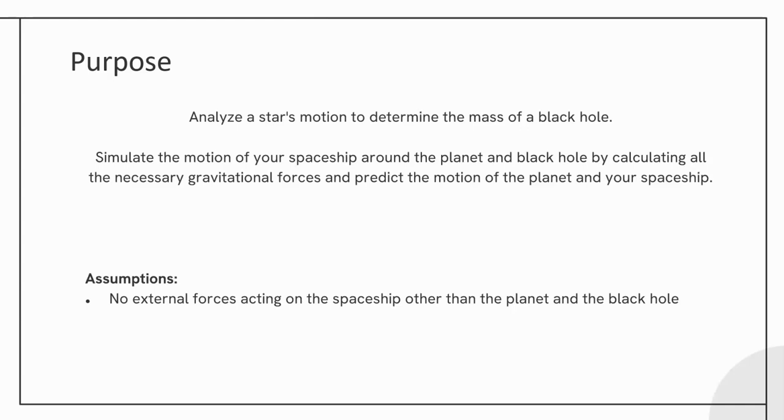And then we're going to be assuming that there's no external forces acting on the spaceship in part 2 other than the planet and the black hole, and for part 1 we're going to assume that there's no external forces acting on the star other than the black hole.